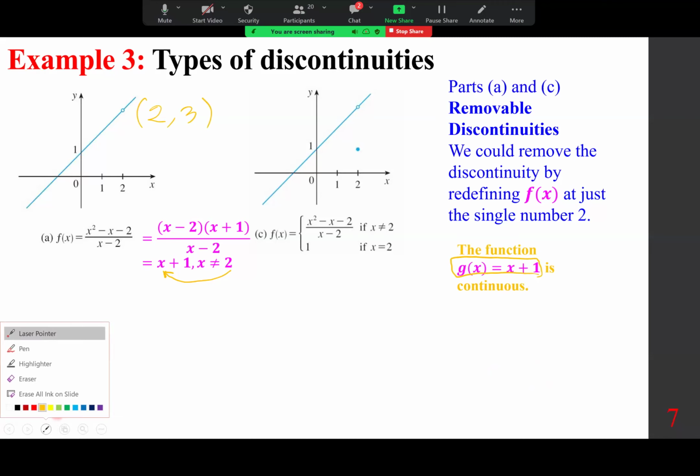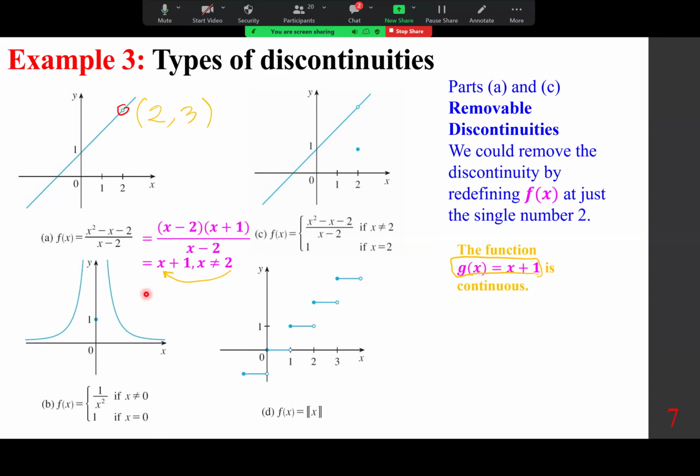And if it's hard to see the hole, there is a hole here, okay? This hole has coordinates 2, 3. So all we have to do over here, if we define this as 3, then the hole will be covered and there is no discontinuity. That's why they call it removable discontinuity.